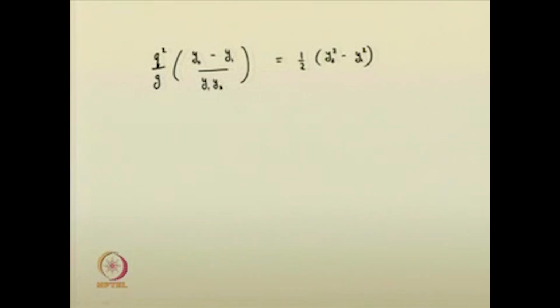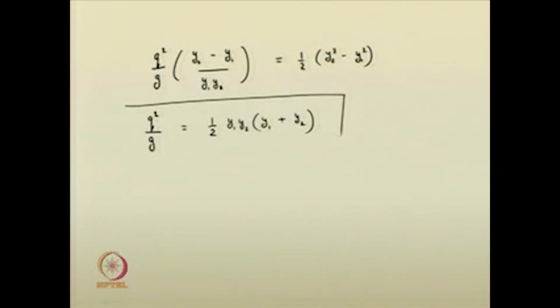So, you know from your mathematics, for any two variables a and b, a squared minus b squared is equal to a minus b into a plus b, right. The same principles, the same logic you are applying, you are further simplifying the things. You will get q squared by g equal to half of y 1 y 2 into y 1 plus y 2. Like this I will get a relationship. Let me call this equation 1.